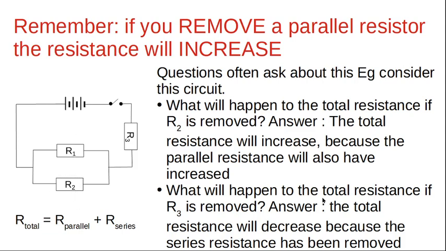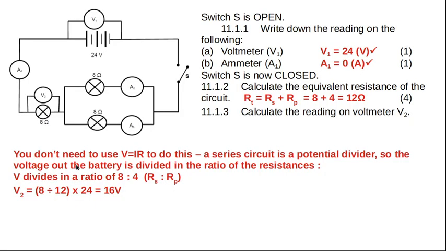Then they say to you, what happens to the resistance if you remove R3? Now R3 is in series, so the current now just has choices. Okay, it doesn't have to go through R3. The total resistance is going to decrease because the series resistance has been removed. It's questions like that that they ask you that you need to pay attention to, because you need to use this knowledge of parallel resistors, that the more resistors you add in parallel, the smaller the total resistance gets.